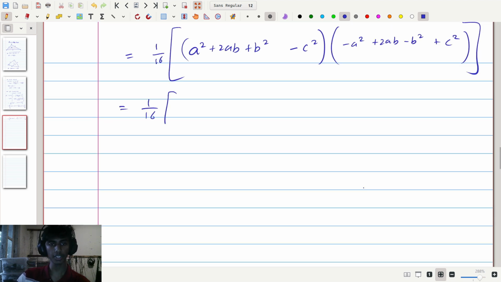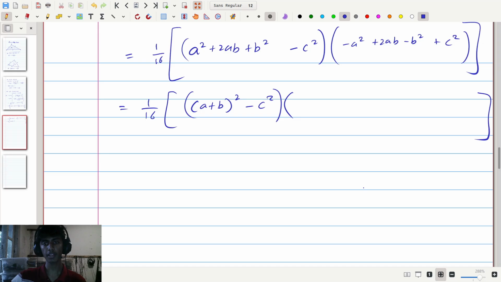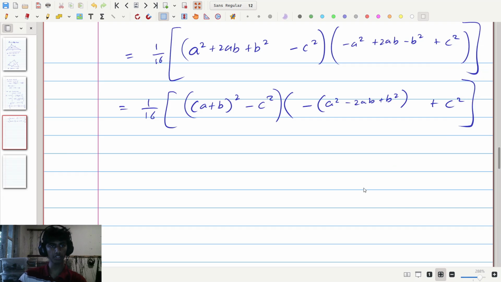So now we're going to notice the pattern. We have 1 divided by 16 here, and then inside the bracket, A squared plus 2AB plus B squared is just A plus B whole thing squared. So here we have A plus B whole thing squared, there's a minus C squared in brackets. And then this thing needs to be multiplied by the other factor, which I'm going to factorize as negative A squared minus 2AB plus B squared plus C squared. You might notice again another pattern here, because A squared minus 2AB plus B squared is A minus B squared. So I'm going to write this 1 divided by 16 times in brackets.